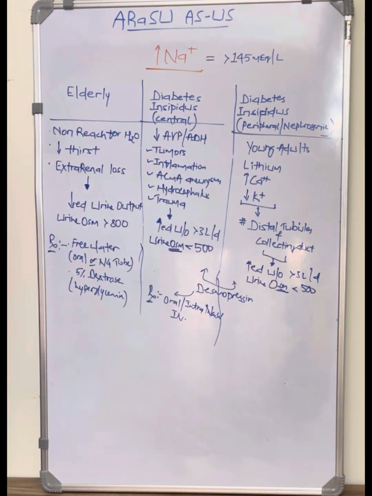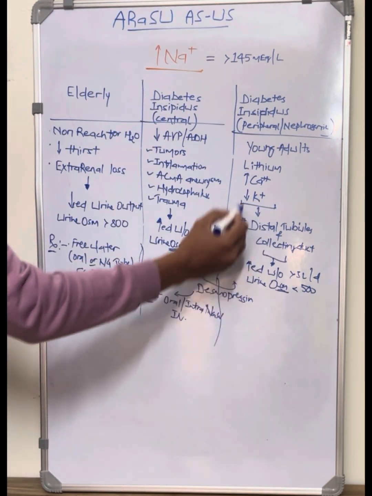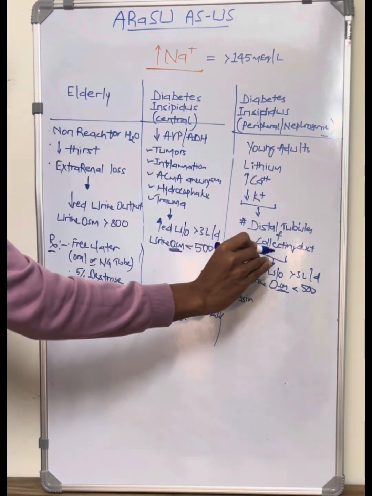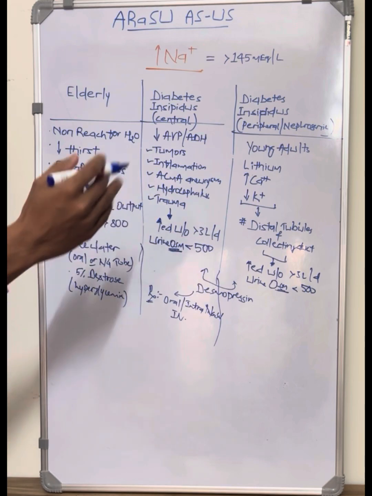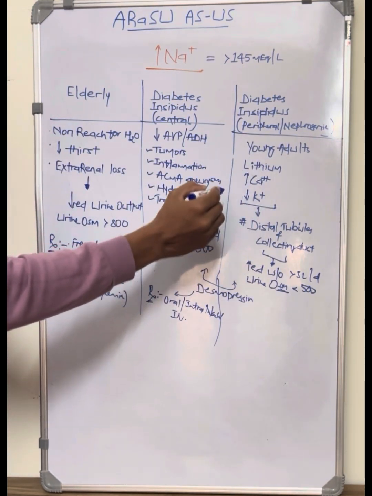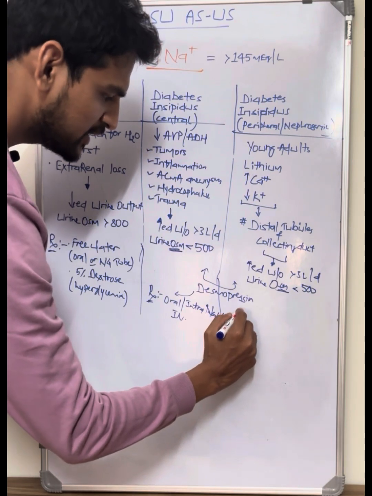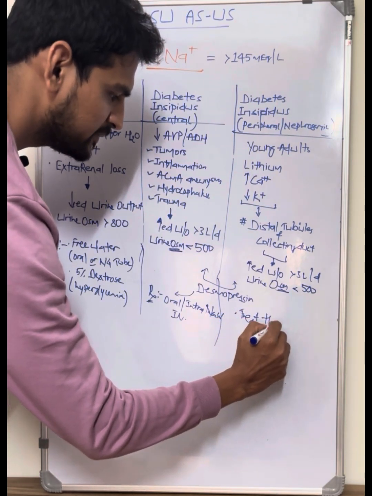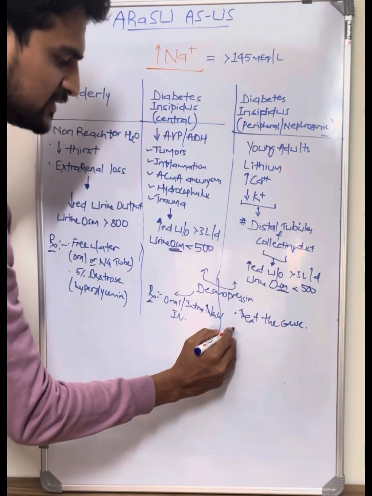Coming to nephrogenic diabetes insipidus, here we know a few things: that ADH is there, but it is not able to act at the distal tubules. That's why the individual is losing more and more water. So if any correctable causes are there, we have to treat that. That will solve the issue. So treat the cause. Otherwise, we can try a few things.